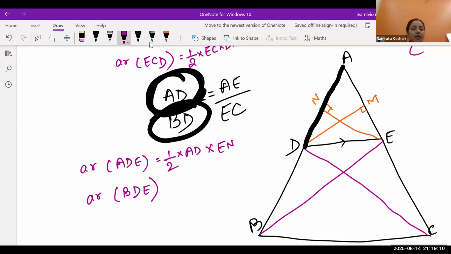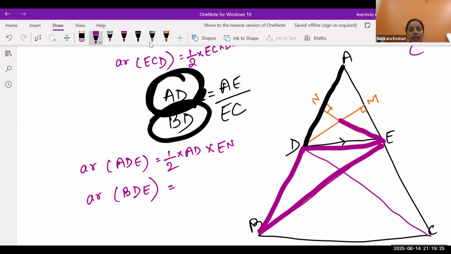So if you take triangle BDE, you will find that the altitude in triangle BDE is lying outside the triangle. Here there is a perpendicular which is lying outside the triangle, and this situation is completely normal, completely acceptable in mathematics. So you are going to take 1 by 2, base is BD and the height is EN. Clear?